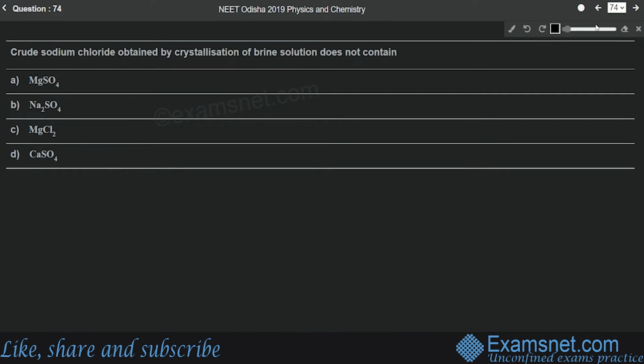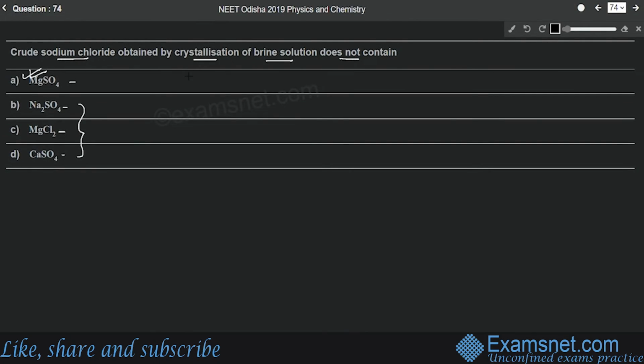Question number 74 is from the S block elements, and the question is: crude sodium chloride obtained by crystallization of brine solution does not contain. Options are magnesium sulfate, sodium sulfate, magnesium chloride and calcium sulfate. So the correct option will be option A, magnesium sulfate, because this is not found in the crude sodium chloride obtained by crystallization of brine solution, whereas the other three are found.